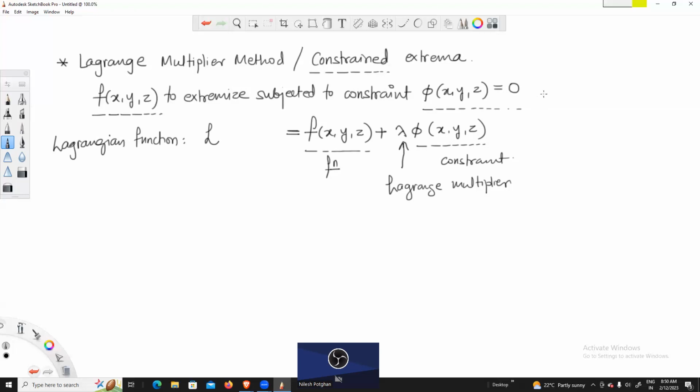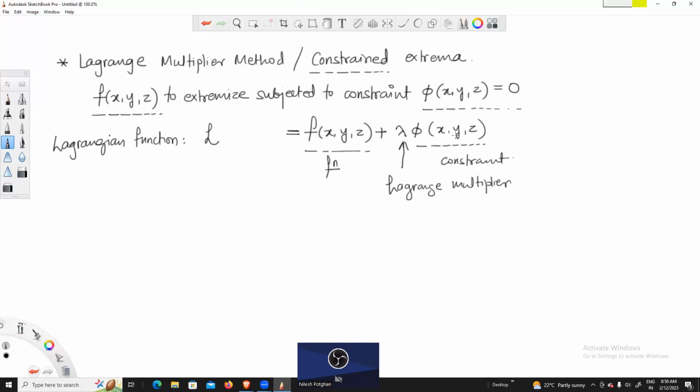So if you have multiple constraints, suppose you have phi 1, phi 2, phi 3, and so on, you'll need that many Lagrange multipliers. So you'll need lambda 1, lambda 2, lambda 3, and so on. Okay, let's not worry about multiple constraints straight away. So let's have this simple version of the constraint.